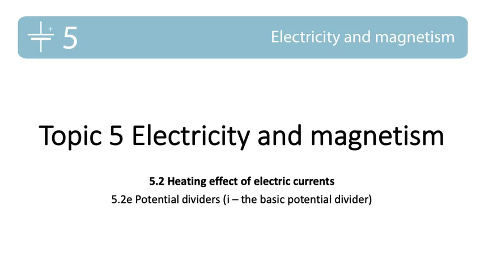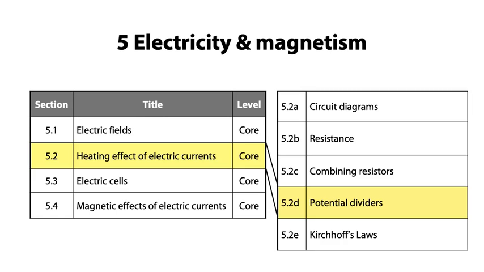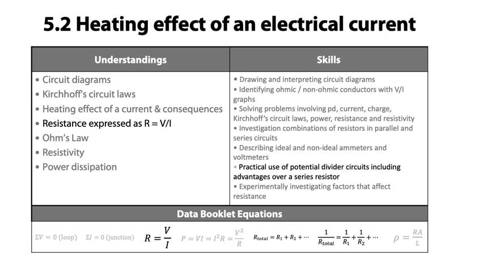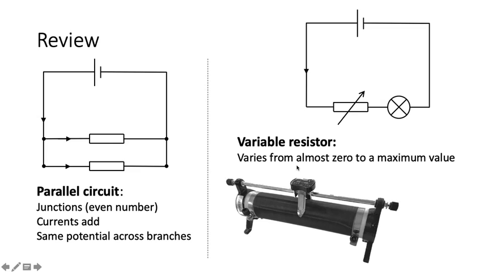This will probably be the first of three shorter podcasts, because this is quite a big topic and I want to split it up a little bit. Potential dividers are part of a circuit which allows you to control the current or potential difference in parts of the circuit, something that a resistor can also do, and that's what's mentioned in these skills here. So, using the advantages of a potential divider over a series resistor, or particularly a variable resistor.